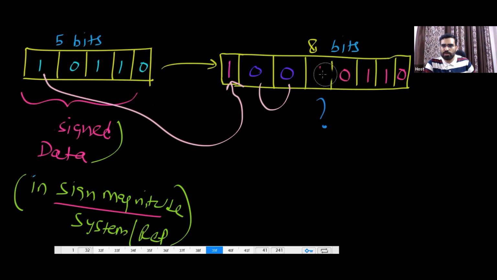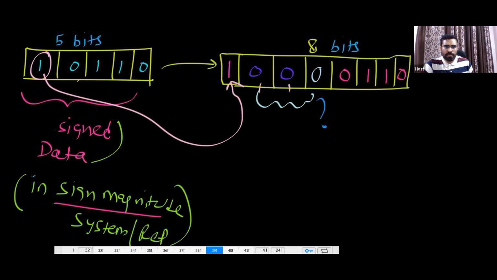So 3 zeros you will put, and the magnitude is 0 0 1 1 0. So this is the magnitude. The answer will be 1 0 0 0 0 1 1 0. Remember, this sign you will copy, and then you will put some extra zeros, and then this is the magnitude, and this magnitude you will copy.